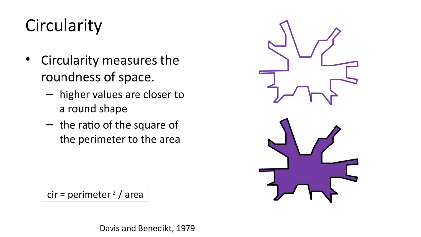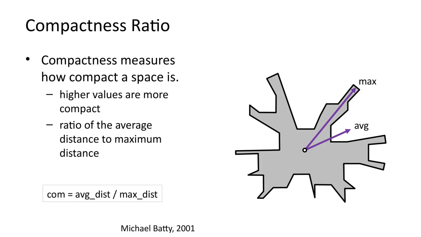The circularity metric measures the roundness of a space. Isovists with high circularity are closer to a round shape. Circularity is calculated by dividing the square of the perimeter by the area. The compactness metric measures the compactness of a space. For example, a long thin space is less compact than a short fat space with the same area. The compactness ratio is calculated by dividing the average distance by the maximum distance. Values will be in the range between 0 and 1.